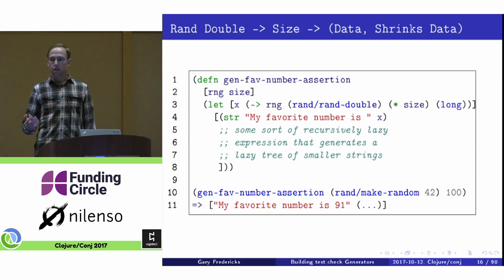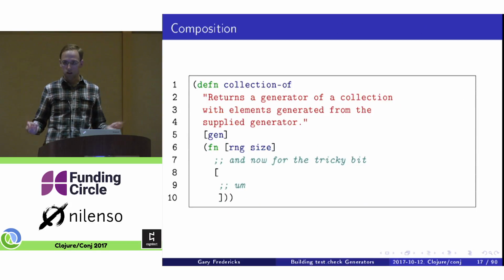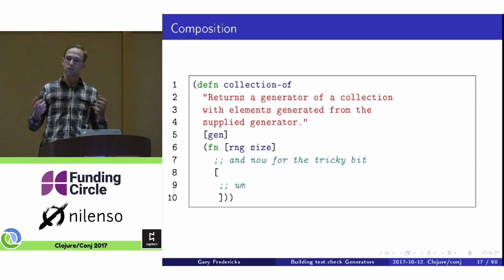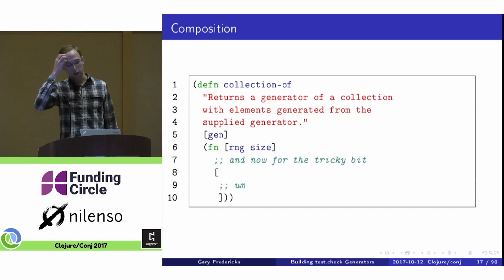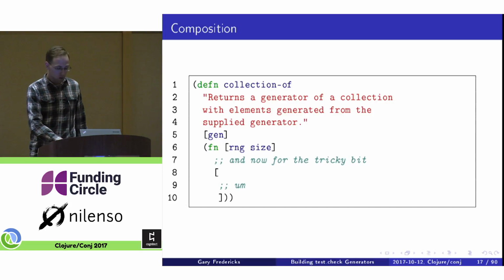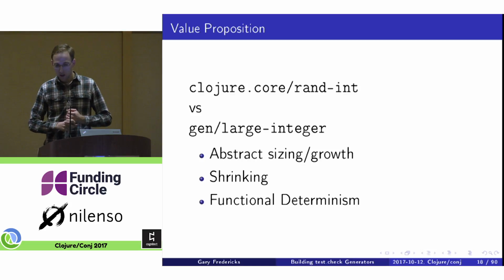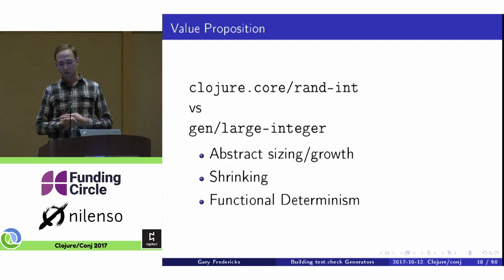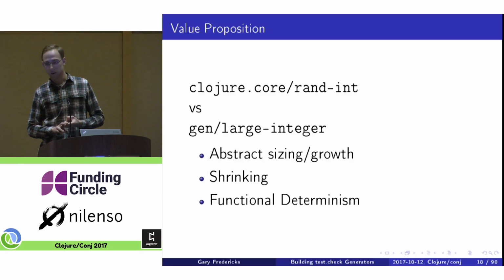But this is just generating one thing. What if you needed to generate a collection or some other heterogeneous thing, and now you need to combine all these different inputs and merge and split and all sorts of headachy stuff. So the reason that test.check has these really abstract combinators is because it supports all of these different features. It supports growth, it supports shrinking, and it supports determinism.